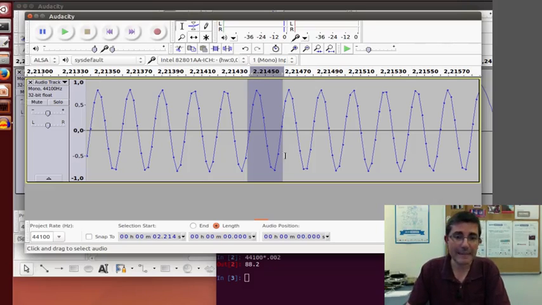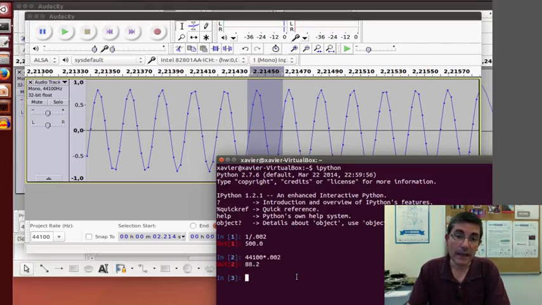Of course, it makes sense, because if we had seen that the frequency of 500 had 88 samples in one period, now that we have 10 times the frequency, 5,000, the number of samples will be 10 times less. So it's going to be around 8 or 9 samples. That's pretty good.